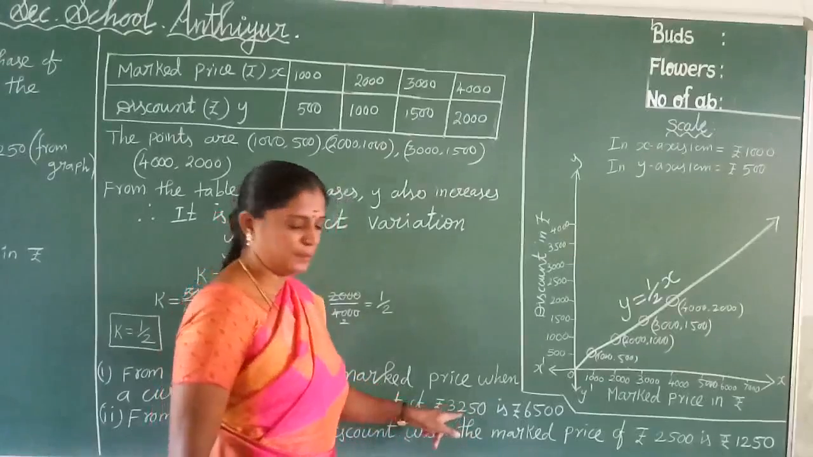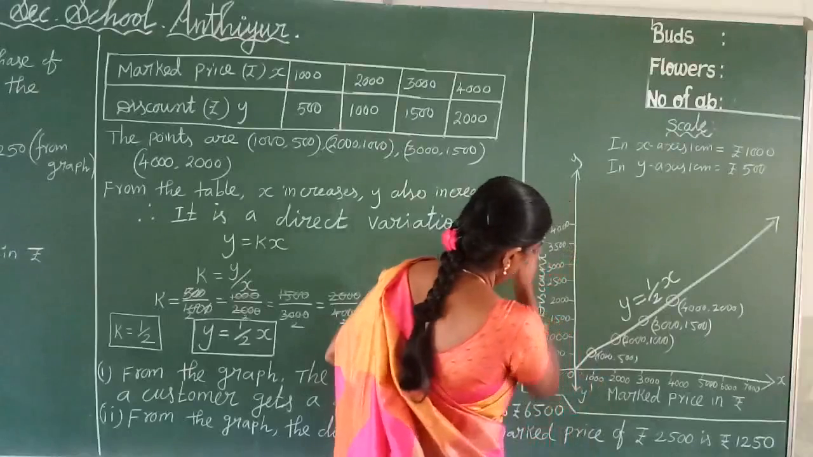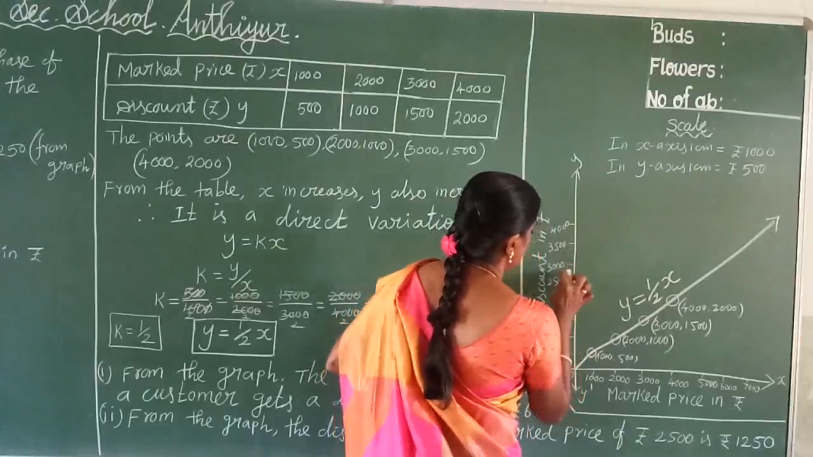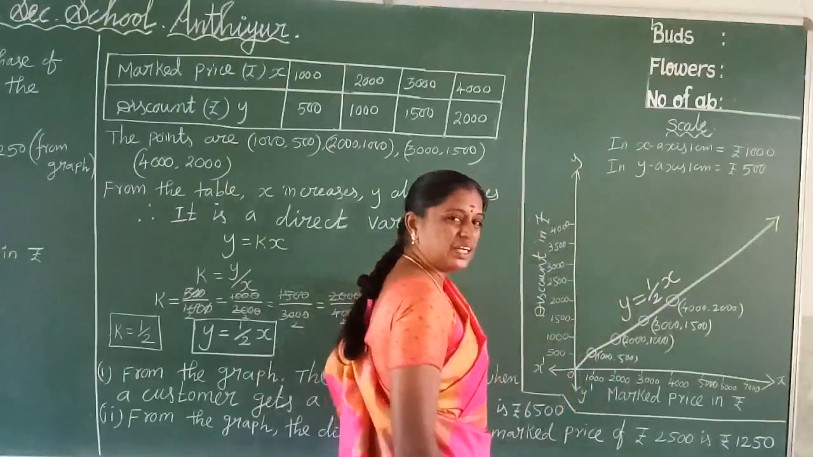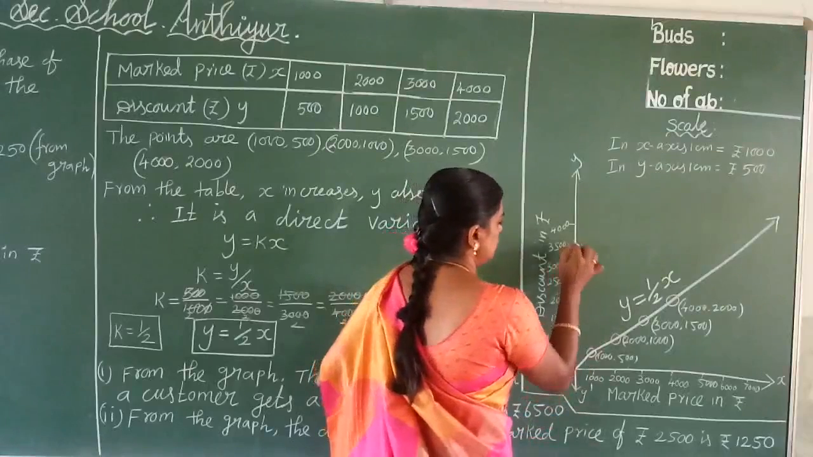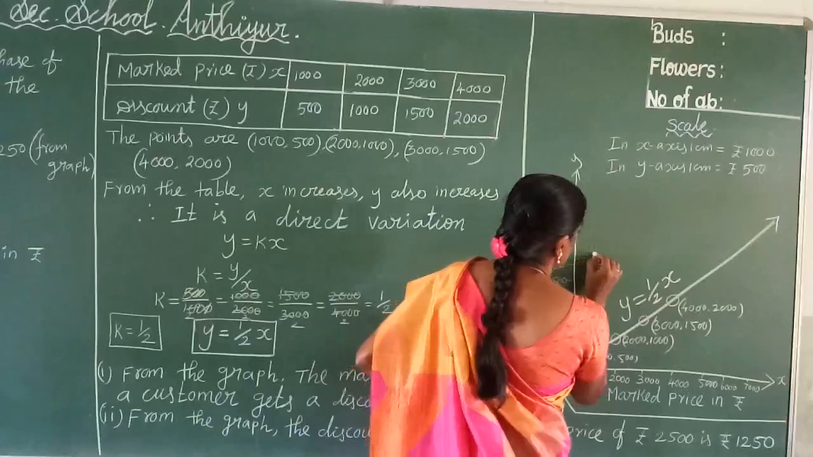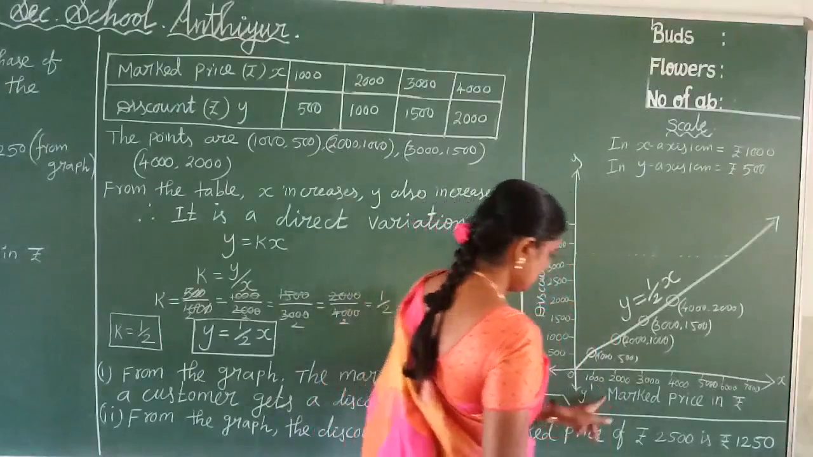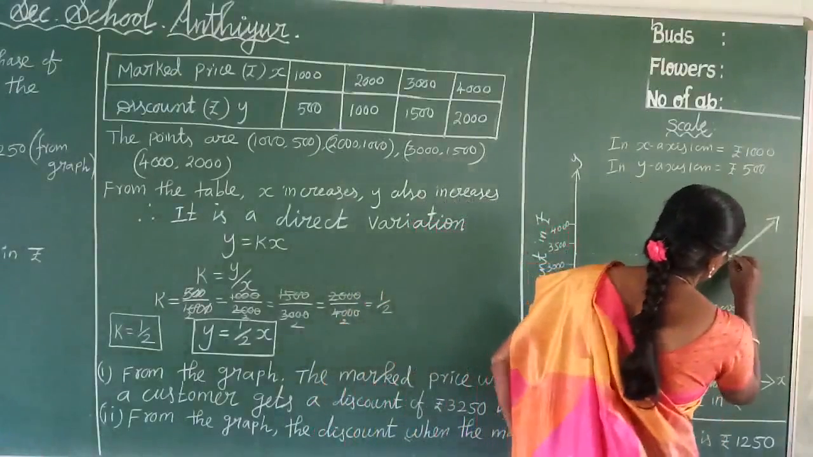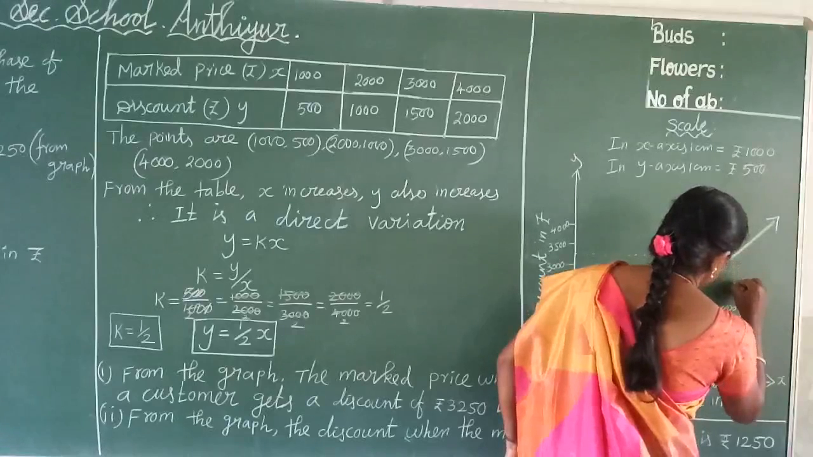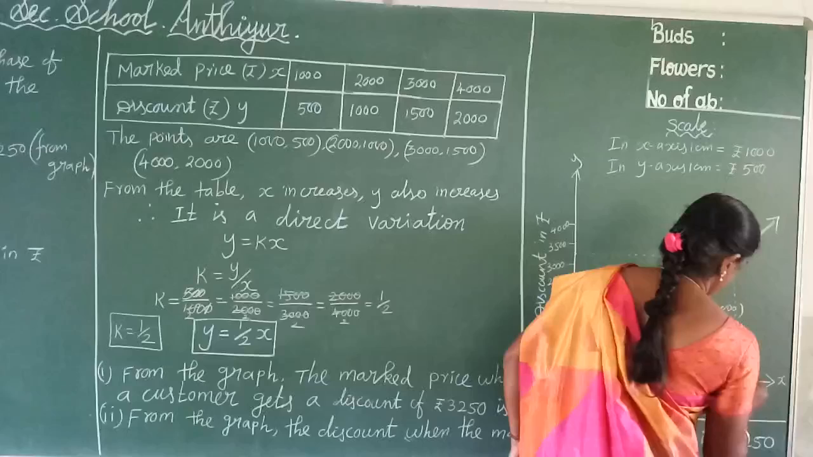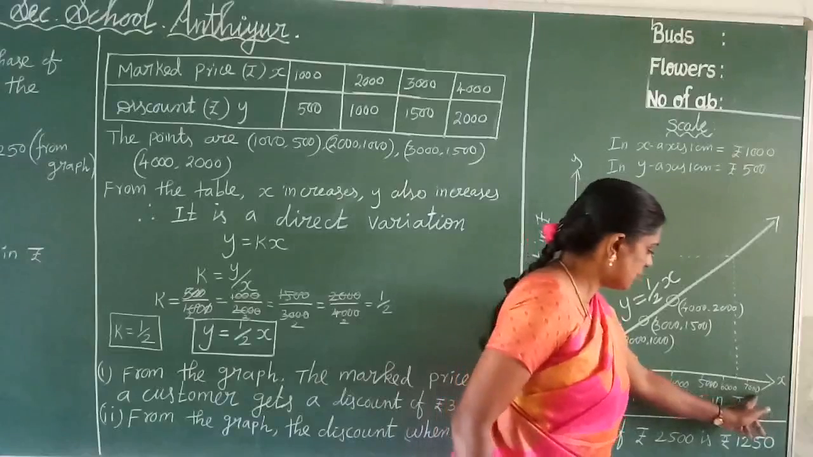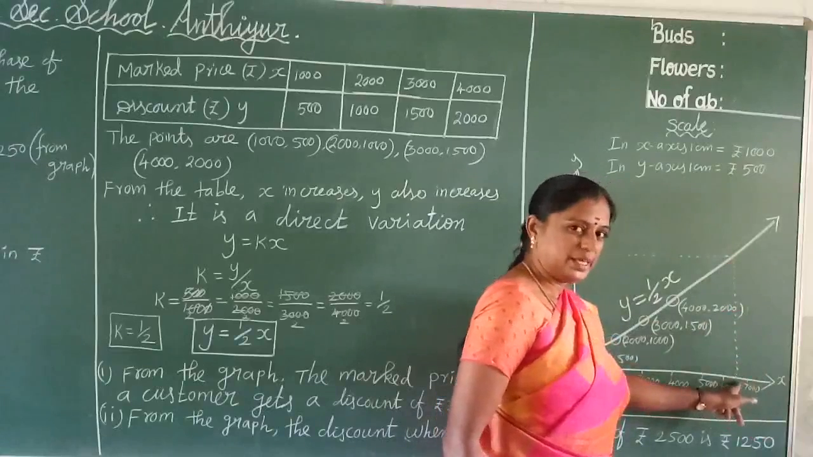Here, the discount given, what is that on the y-axis? Discount 3250. So 3000, and in between the small lines, that is 250. So between 3000 and 3500, that is 3250. What is the marked price? So here, the place down where we need. The answer is between 6000 and 7000. So that is the in-between place.